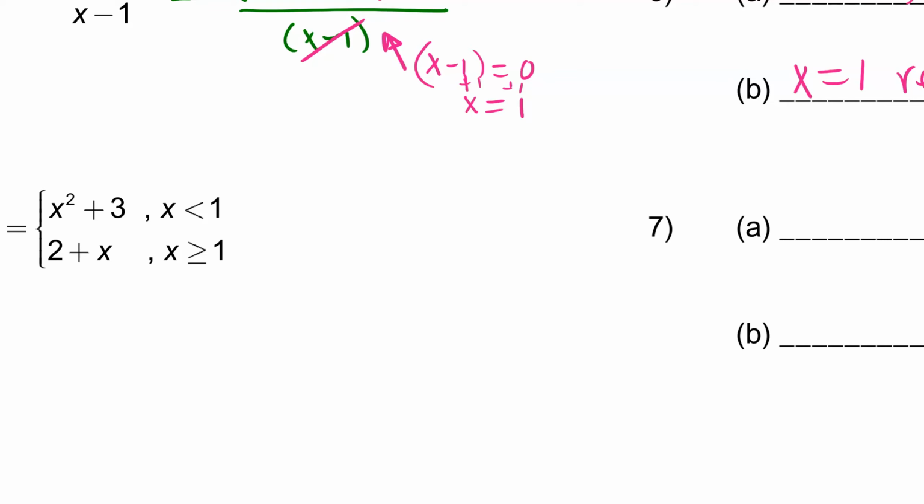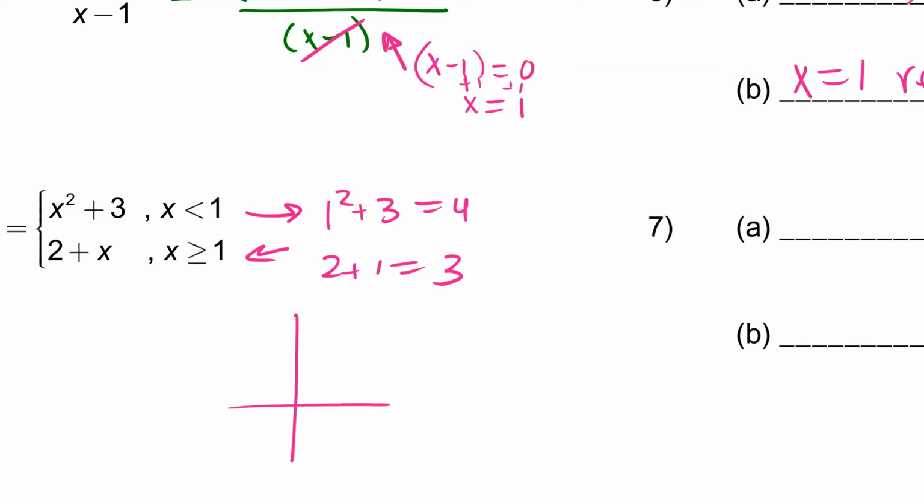So how can I see if I'm going to have discontinuity at the place where I'm switching? Plug in and see what the y value would be. If I'm approaching the same y value, it's continuous. If I'm approaching different y values, it will be a jump. So if I plug in 1 here, 1 squared plus 3 is 4. Plug in 1 here, 2 plus 1 is 3. They do not match, so I'll have a jump discontinuity.